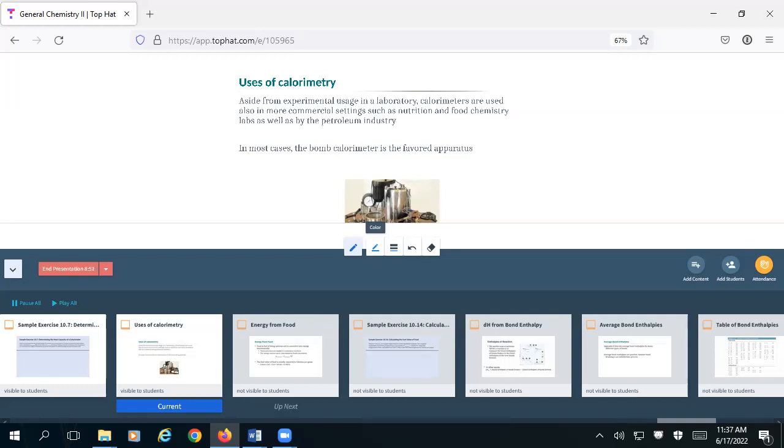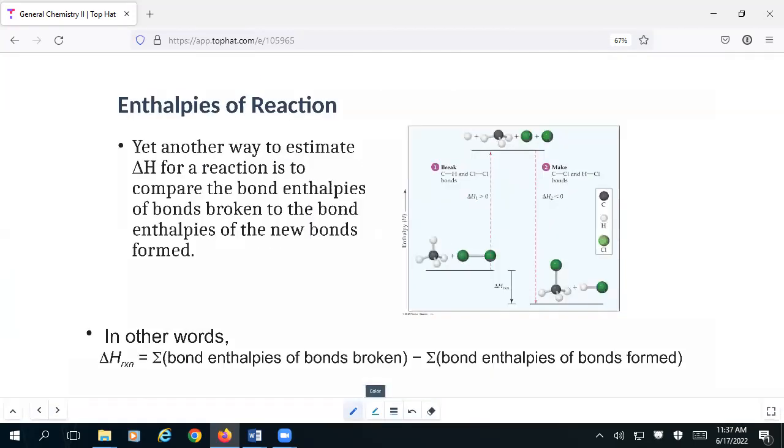If you're interested in it, your book has a whole section on deriving energy from food and doing that kind of calculation. I want to move into the last thing out of this chapter.